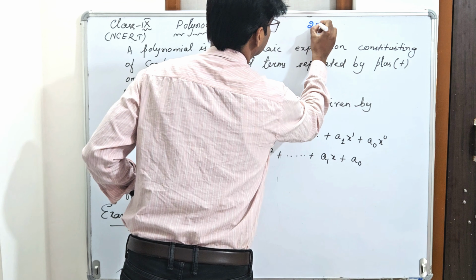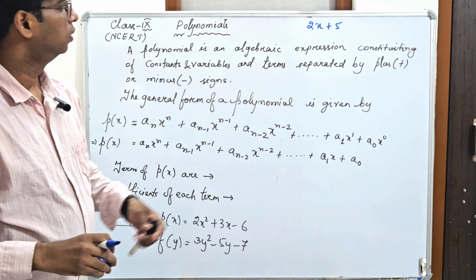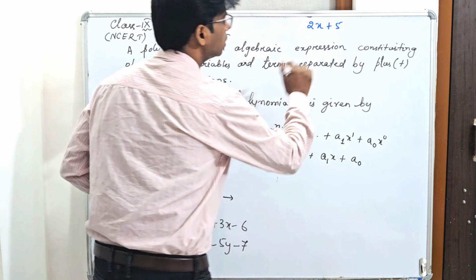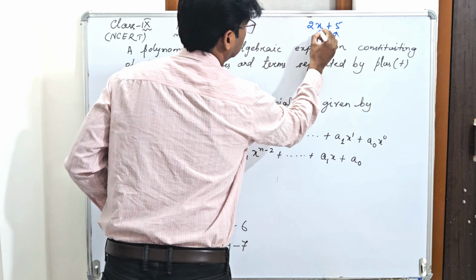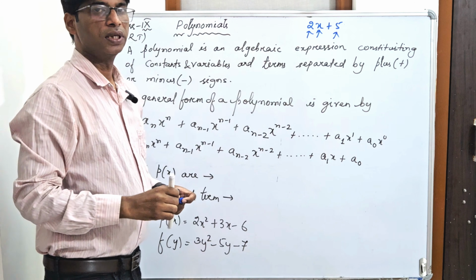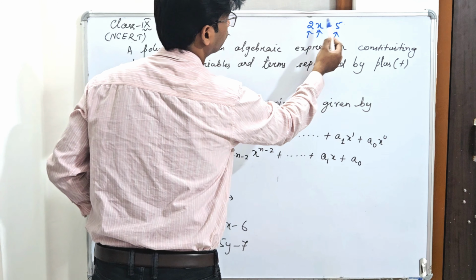2x plus 5, can you see this? 2x plus 5. We can say this is an algebraic expression. Why? Because it contains a constant, then here it is a variable, here again a constant is multiplied with a variable, you can see. So here 2 into x, 2x plus 5.